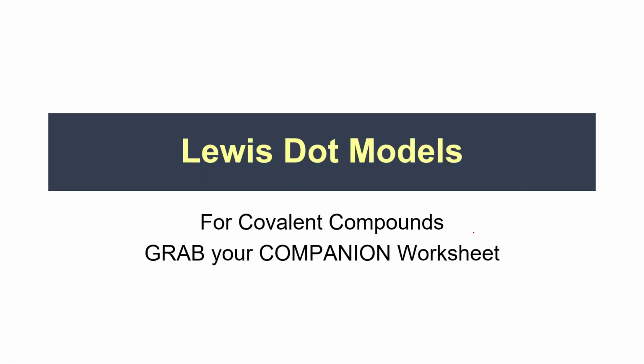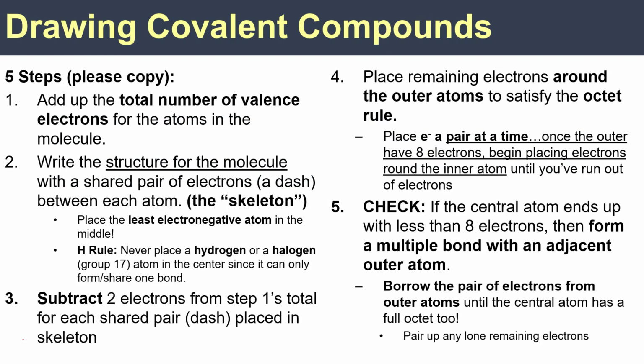Let's now dive into drawing Lewis dot models for covalent compounds. You guys are going to need your companion worksheet, you're going to need a pencil, and you are going to need your periodic table. If we look at the top of our companion worksheet, you're going to see that there are 5 steps to drawing a Lewis dot model of a covalent compound. If you don't have your companion worksheet, make sure you copy these down in your notes. And once you're done, let's move on and try an example.